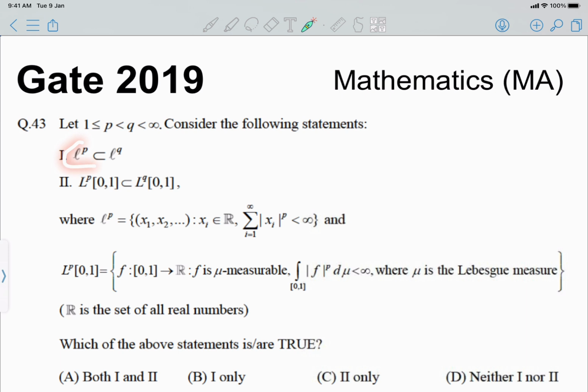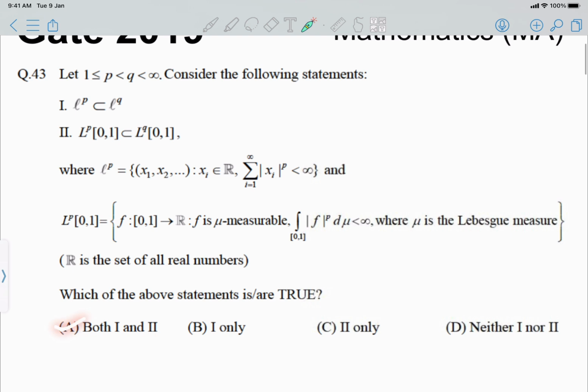Little ℓp is a subset of little ℓq, where little ℓp is the sequence space such that the p-th power is summable. And the second one is capital Lp over (0,1) is a subset of capital Lq(0,1), where capital Lp spaces are the Lebesgue spaces such that the p-th power integral is finite. So two statements are given, four options are given, and you have to check which one is correct.